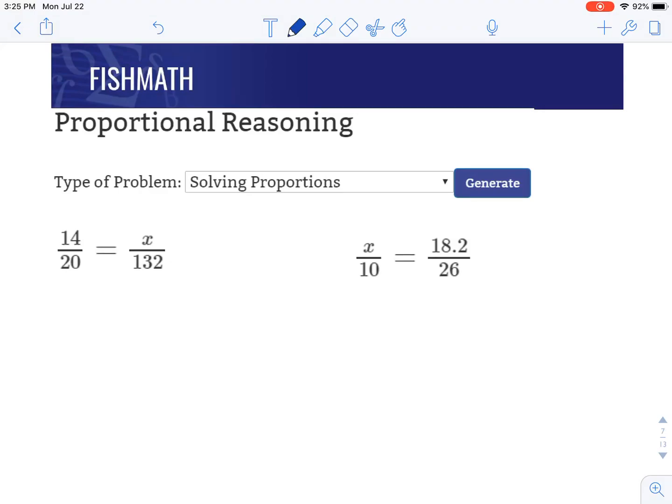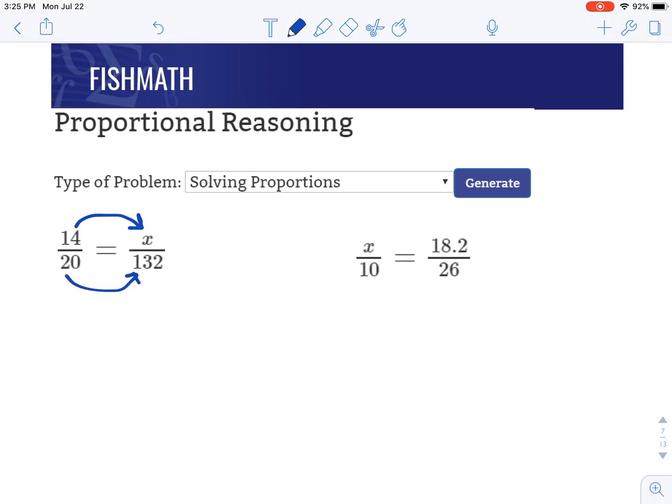Hi everyone, we're going to look at how to solve proportions. For these, we're going to find a scale factor between corresponding numbers and then use that scale factor to find x. What typically works easiest is to try and point towards x. So from 14 going to x here, we want to point in this same direction on the bottom.